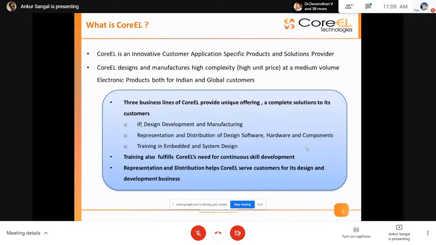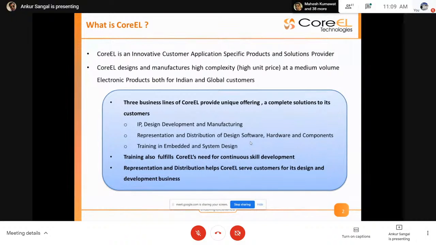In this Coral technology, basically we are working in three domains. One is our IP design, development and manufacturing, and another one is related to the representation and distribution of design software like Xilinx and Mentor Graphics. This is a separate entity, so Coral provides support related to Xilinx and Mentor activity.